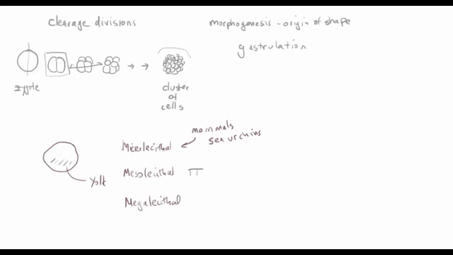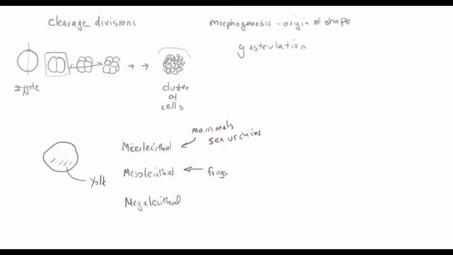Okay. Mesolecithyl eggs would include things like frogs, where the egg develops for maybe a little bit longer duration relative to something like a sea urchin or a mammal pre-implantation. But after it reaches a certain point, it becomes a tadpole, a very simple larval-like structure, and then the tadpole is able to feed for itself.